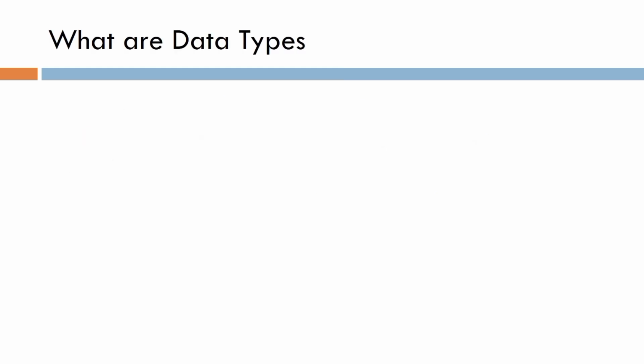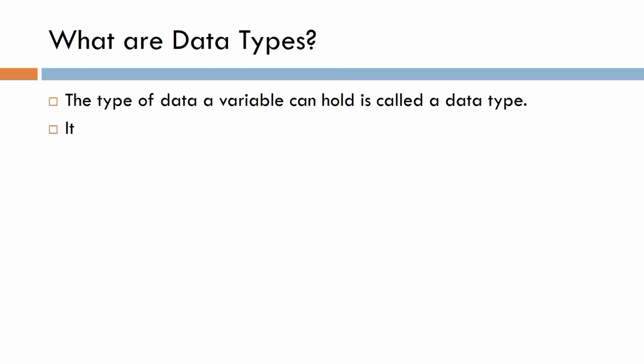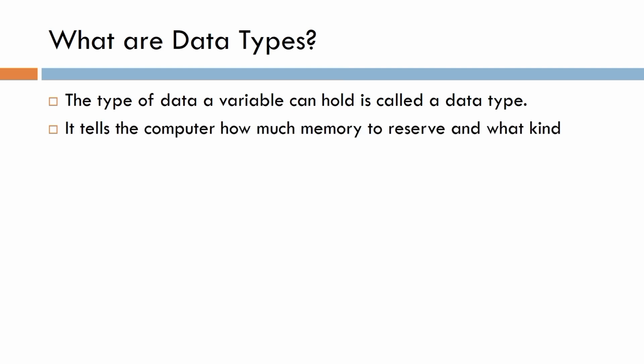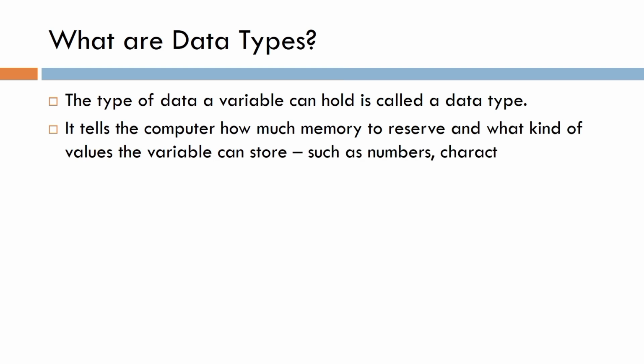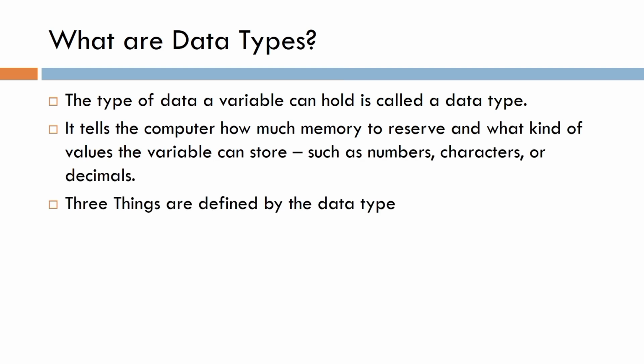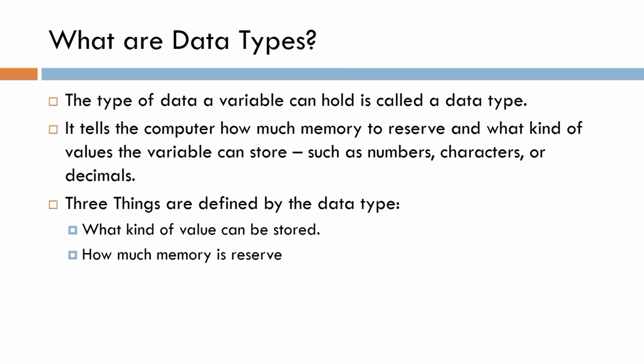The type of data a variable can hold is called a data type. It tells the computer how much memory to reserve and what kind of values the variable can store, such as numbers, characters, or decimals. Three things are defined by data types: what kind of value can be stored, how much memory is reserved, and what operations can be performed.